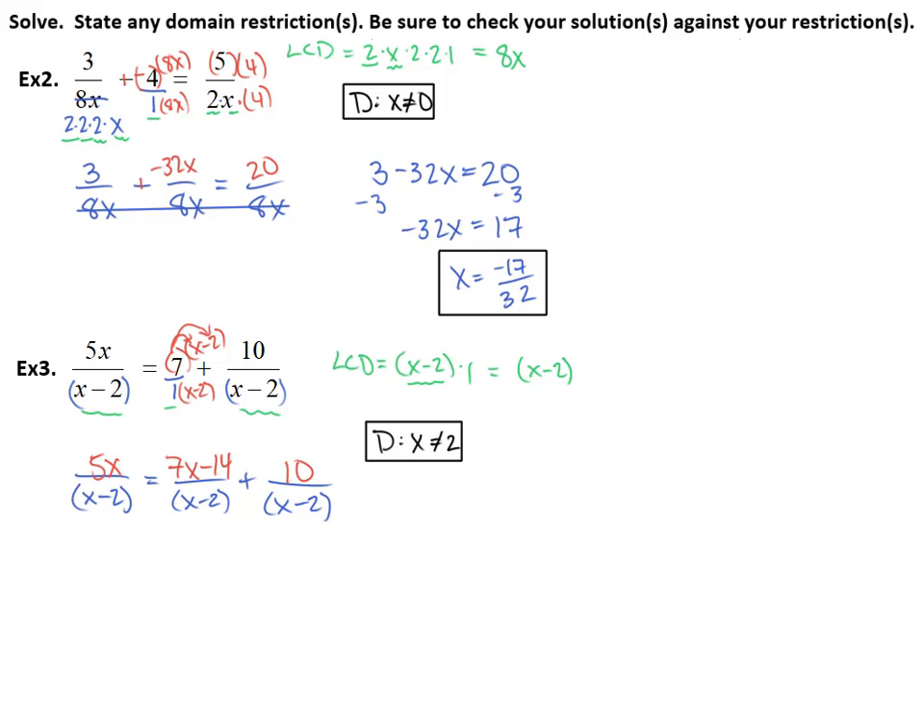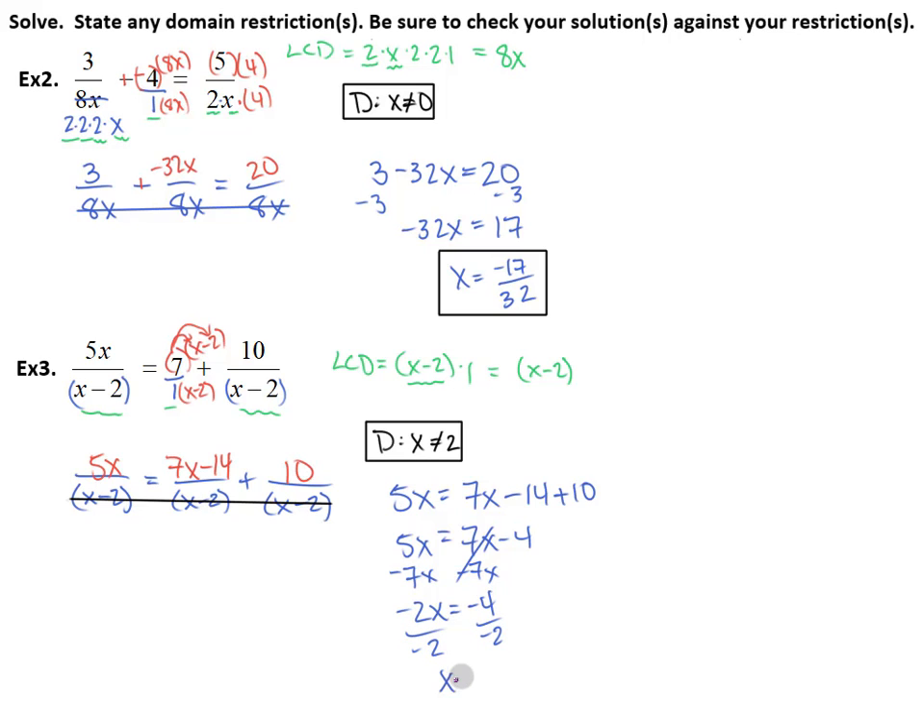So now we get to get rid of that common denominator and solve the equation up top. So when does 5x equal 7x minus 14 plus 10? Well, of course, we can go ahead and simplify two of those values over here. Negative 14 and 10 make negative 4. Let's subtract the 7x to the other side. We get negative 2x equals negative 4. And if we divide both sides by negative 2, we get x is 2.